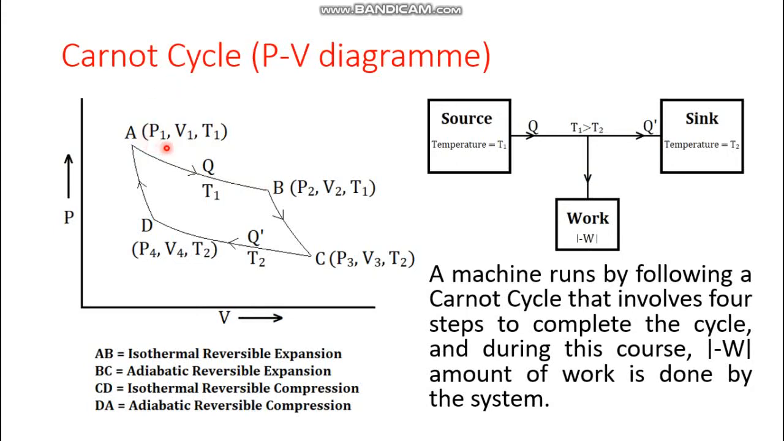Definitely the system contains some ideal gas, and it is taking some heat Q from the source. Since it is an isothermal expansion, its temperature still remains T1, but the pressure has changed from P1 to P2. The pressure has decreased. In the PV diagram, we can see that the pressure at B is less than that at A, but the volume has increased, since on the x-axis it has moved towards the right-hand side. So the pressure has decreased to P2 and the volume has increased to V2, but the temperature remains the same, T1.